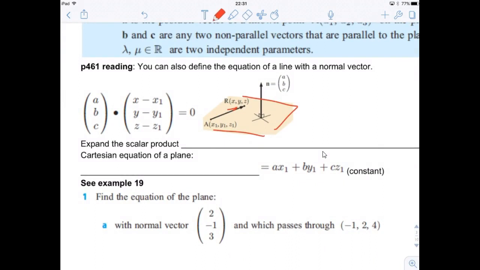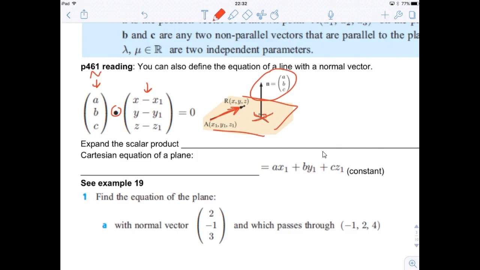So if you define this here is another way of defining it, which is you define a normal vector which is perpendicular to the plane. And you could say, well, if I define a normal vector, I know that any vector which is lying on the plane must have a scalar product of 0 with that normal vector. So I have the normal vector, and then I have any vector lying on the plane.